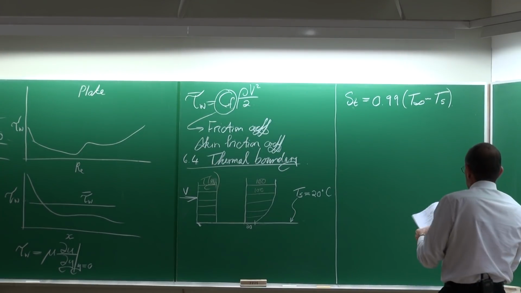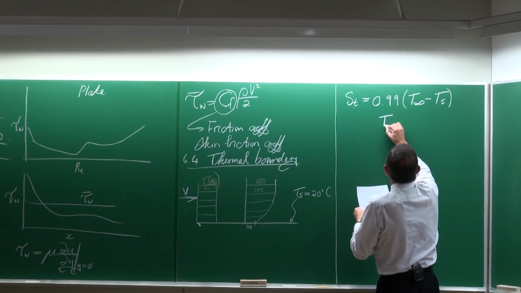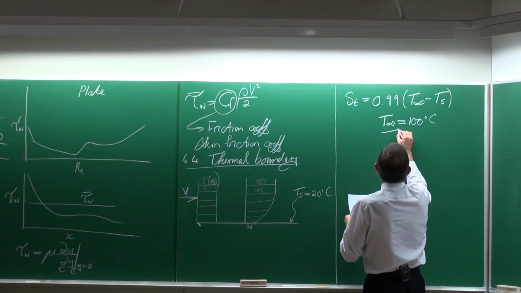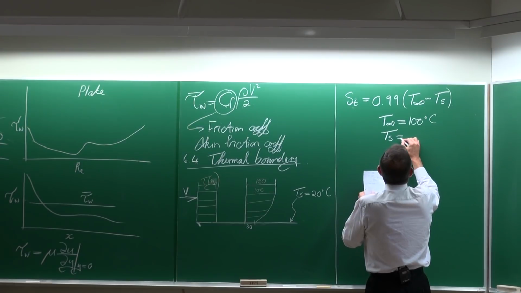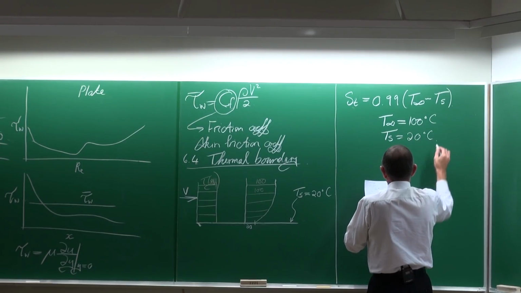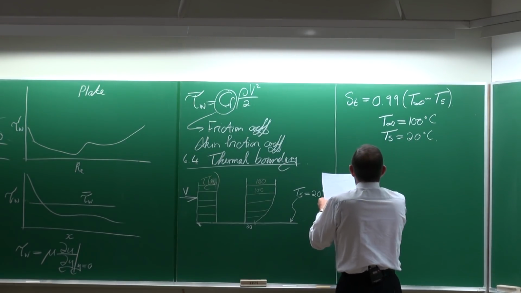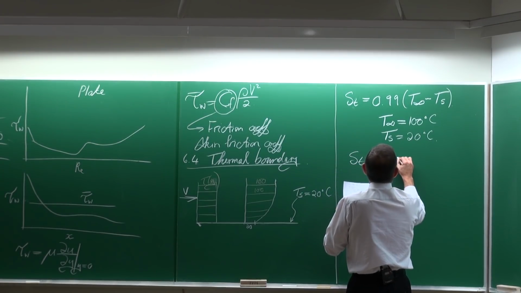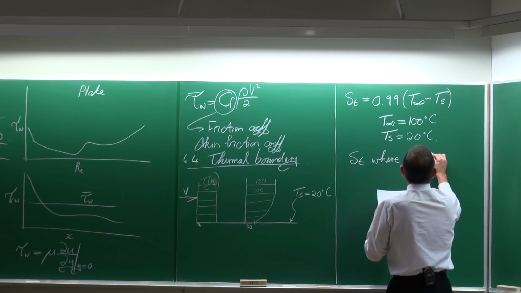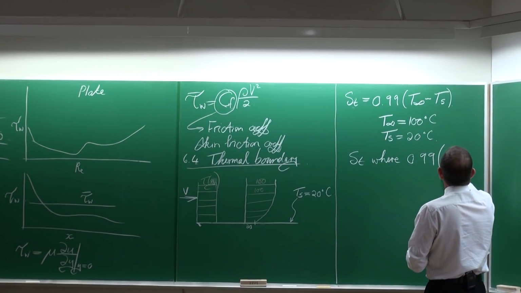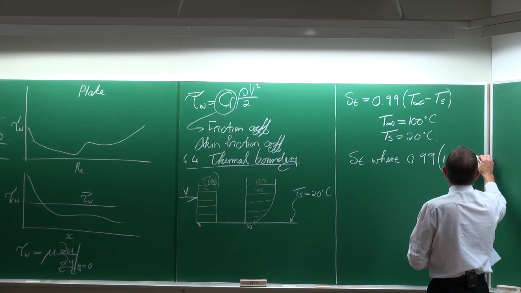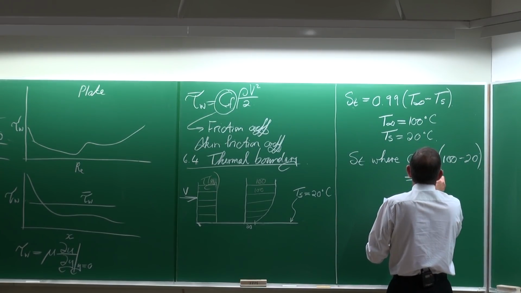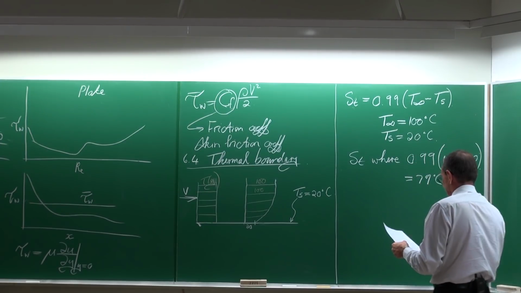Okay. Now let's look at the example of the free stream temperature, which was 100 degrees Celsius, and the surface temperature, which is 20 degrees Celsius. Then it means delta T is where we've got 0.99 multiplied by 100 minus 20, and that is equal to 79.2 degrees Celsius.